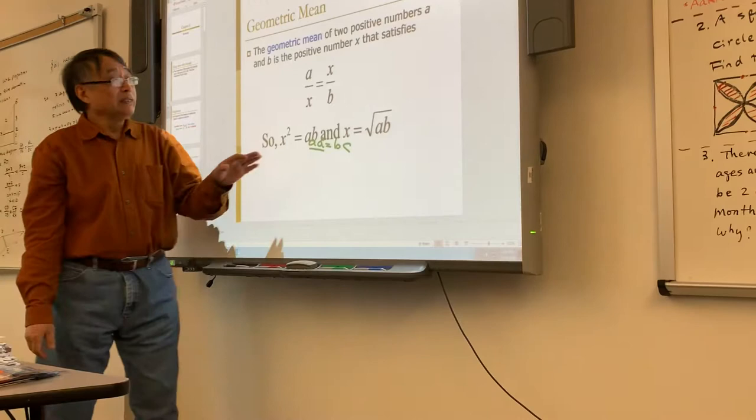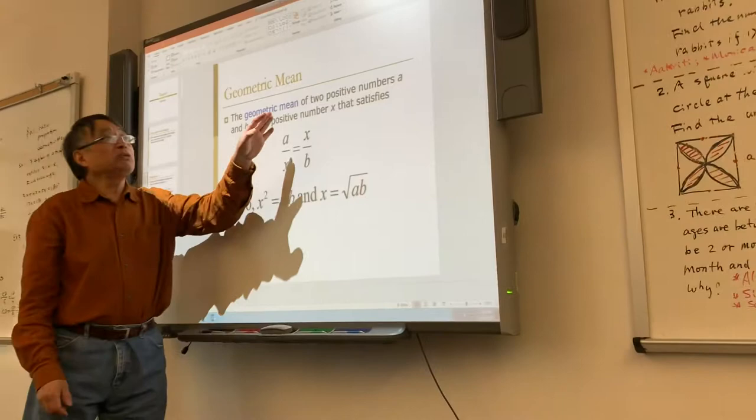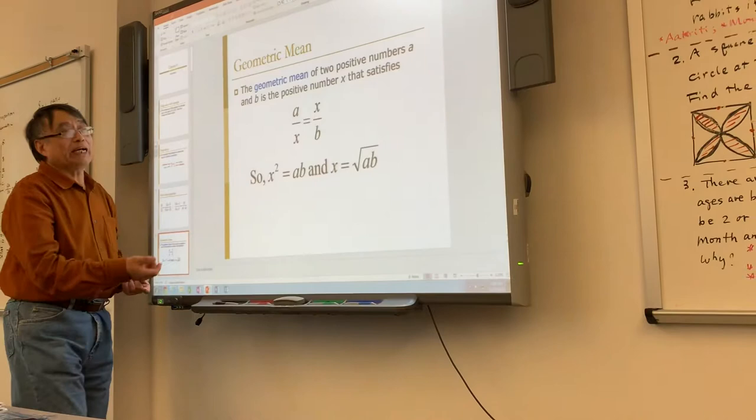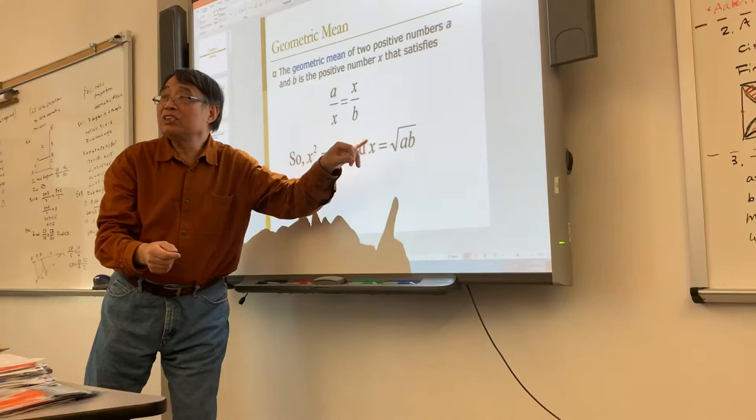Now, what is the geometric mean? I'll give you an example here. If you read the blackboard, the geometric mean of two positive numbers A and B: A times B, then square root, you get the geometric mean. I'll give you an example, okay? A over X equals X over B. Cross multiplication, X squared is AB. X is the square root of AB. We say X is the geometric mean of A and B.